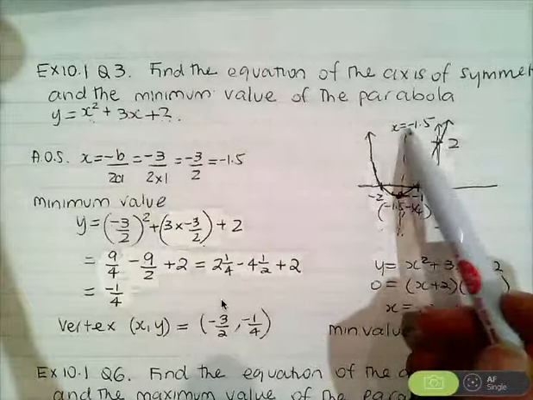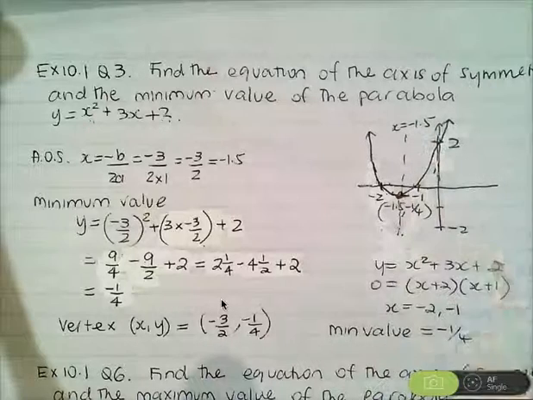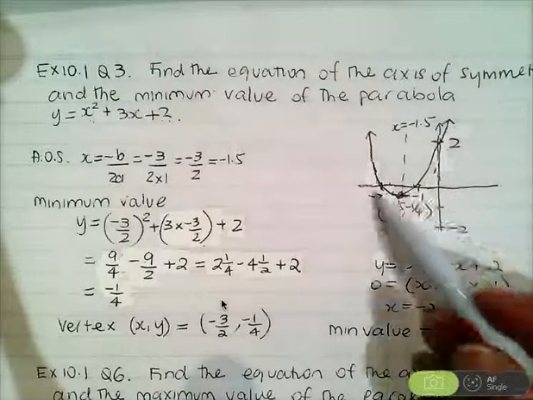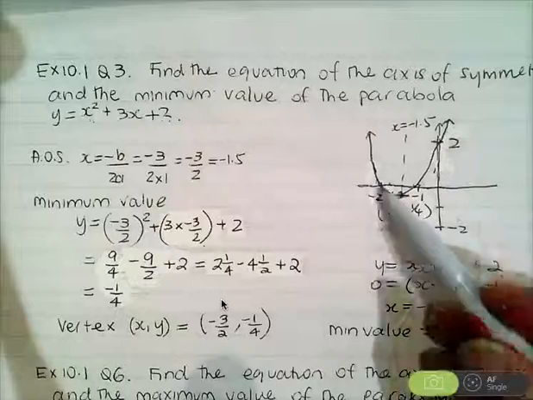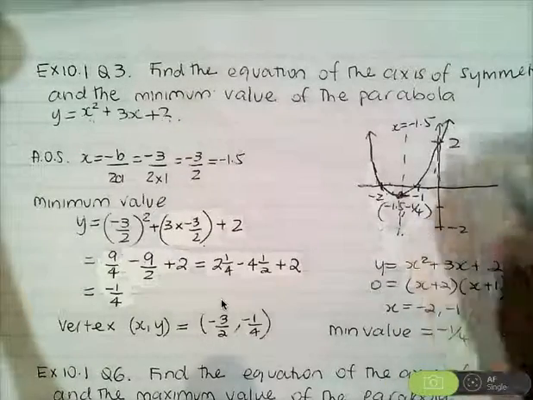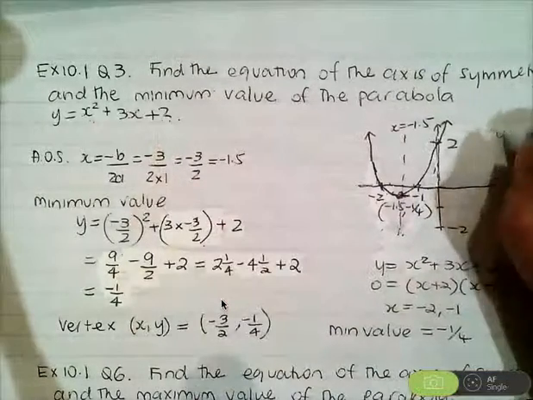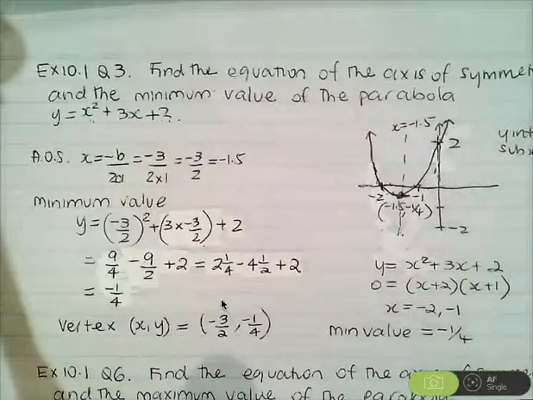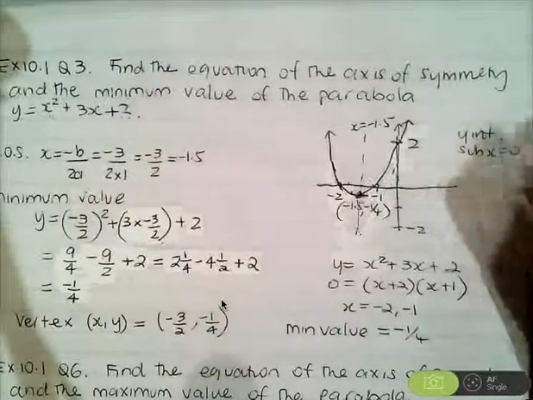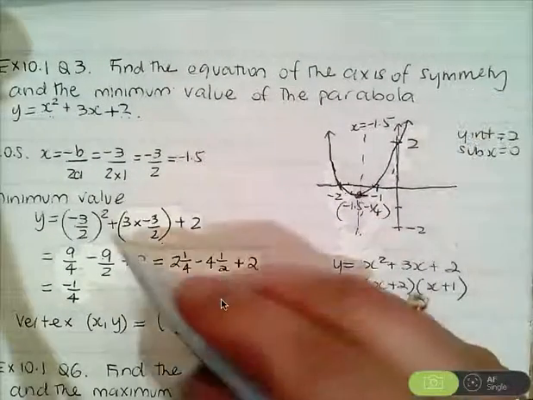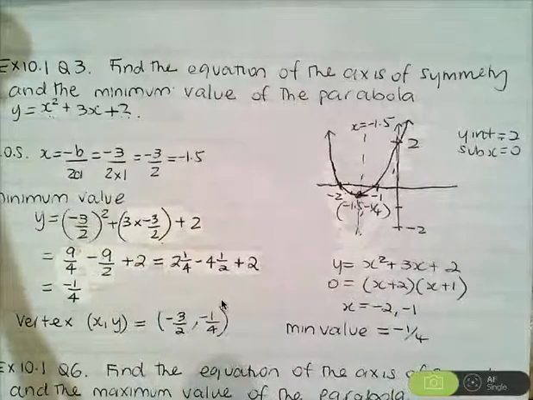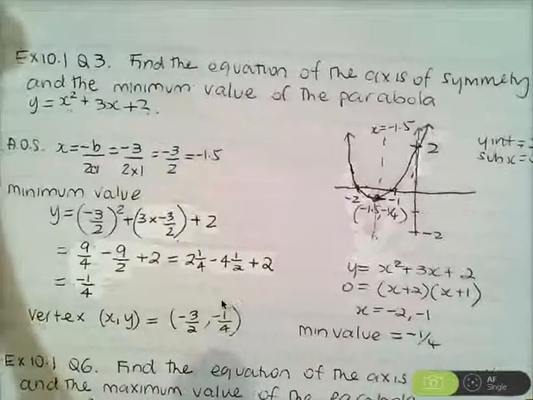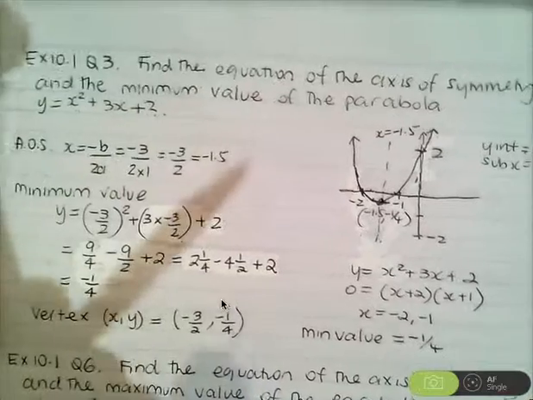The axis of symmetry is x equals -1.5. Because we could factorize it, we could easily see the x-intercepts, and they are -1 and -2. And also the y-intercept is found by substituting x equals 0. We know that the y-intercept is 2, because if you substitute x equals 0 in here, you get 2.